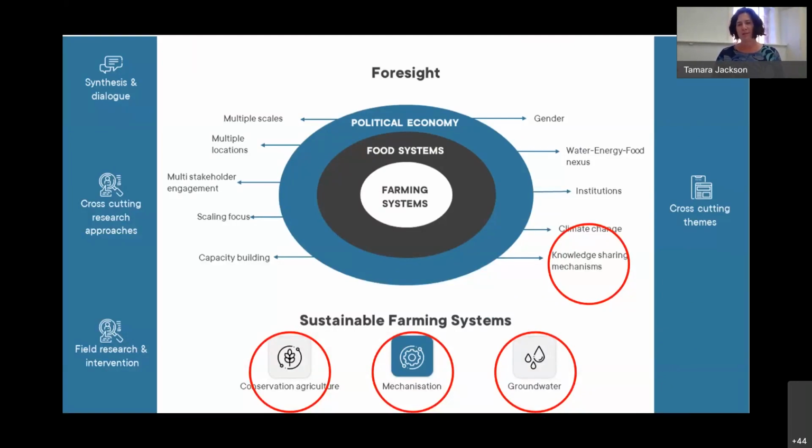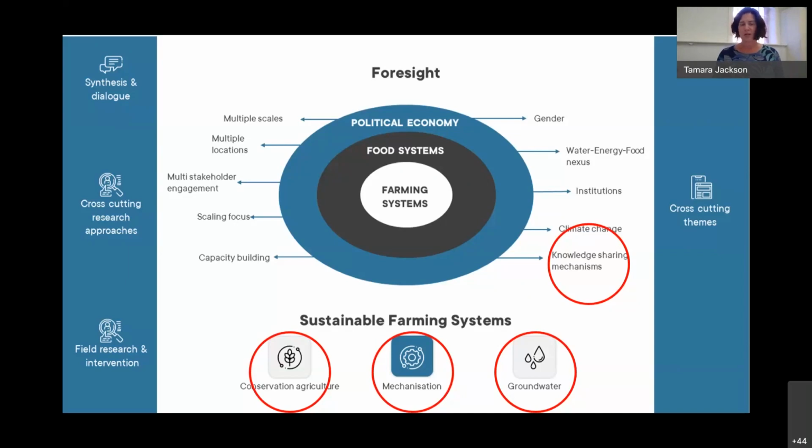One is context, but Avinash has covered that really well. The other is in conservation agriculture and some of the potential risks and constraints there in terms of scaling, mechanisation, groundwater, and knowledge sharing mechanisms.